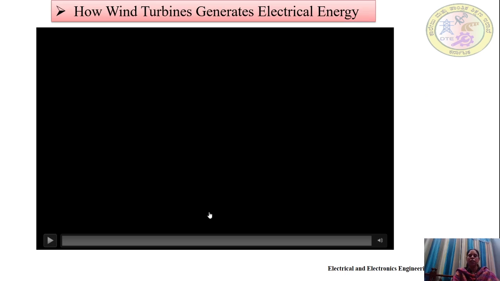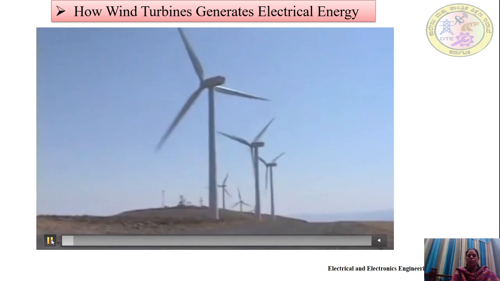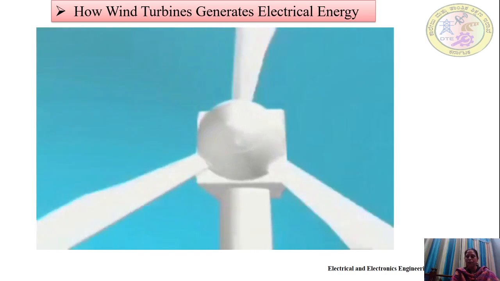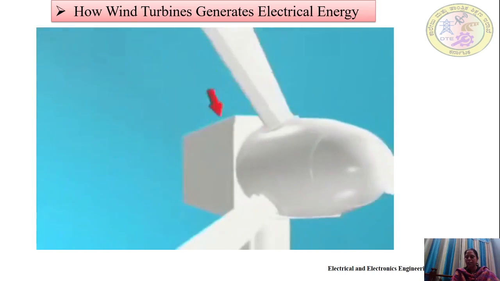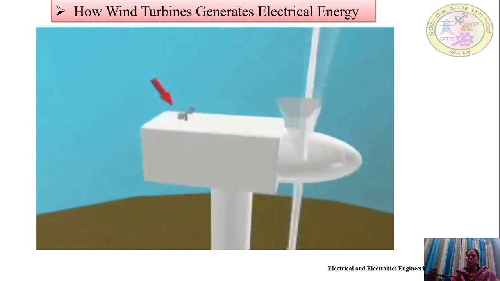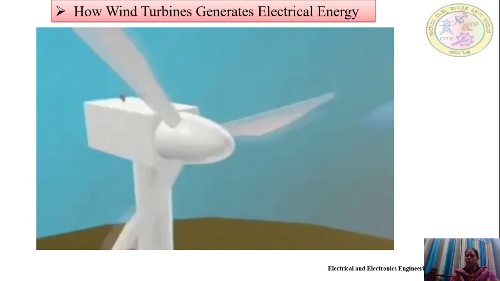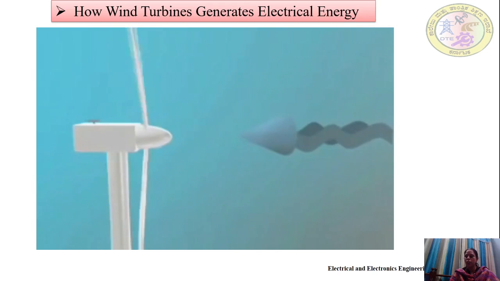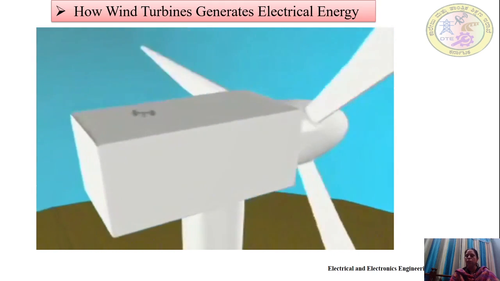Next, we'll see a video of how a wind turbine generates electrical energy. Just concentrate on the video. On top of each turbine is a box known as the nacelle. Attached to the nacelle are 3 propeller-like blades that connect to the rotor. Also on the nacelle is an anemometer to measure wind speed and direction. The wind direction rotates the nacelle to face into the wind.